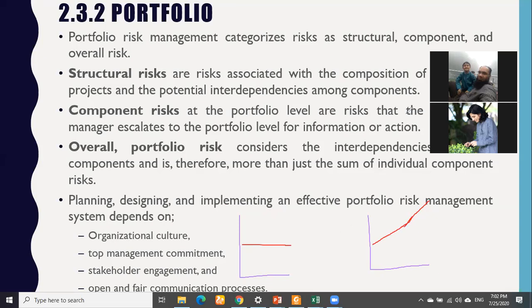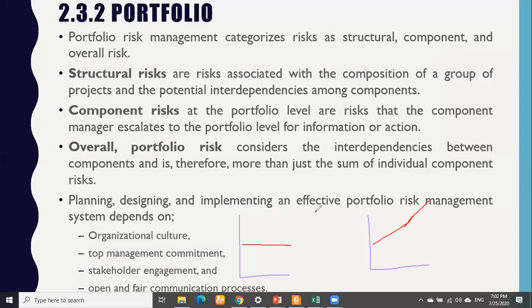Now, which graph indicates risk? A or B? The one which has slope. जी सर B. Very good. B. The one which shows you the slope, right? The slope means it shows you change. And we say, what is risk? Risk is change.